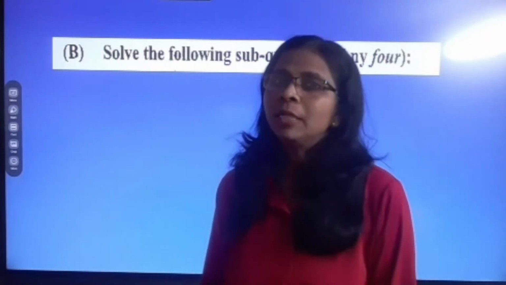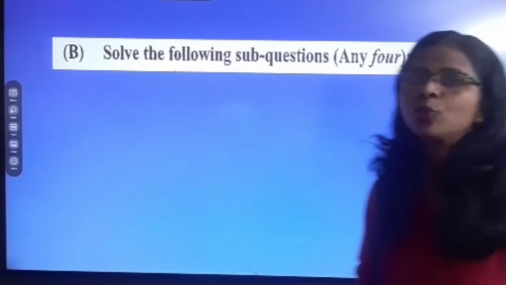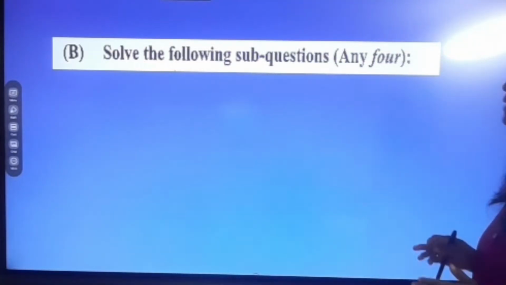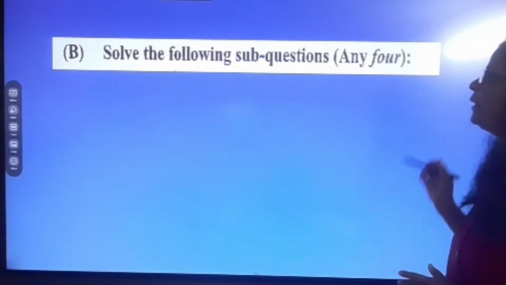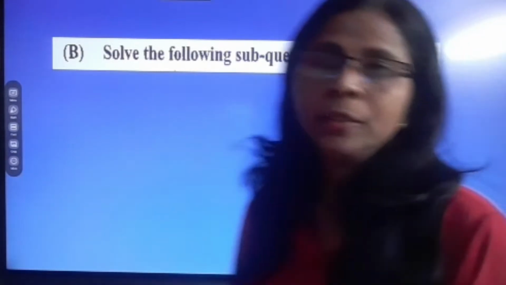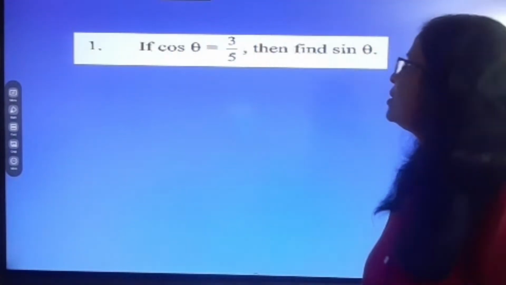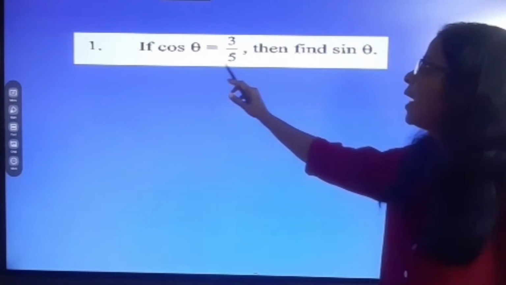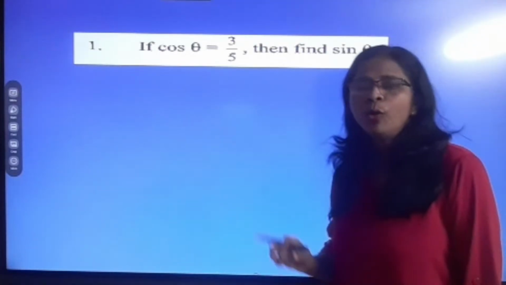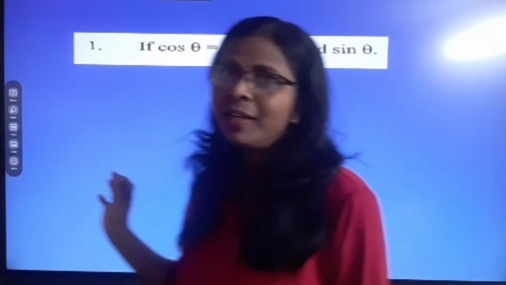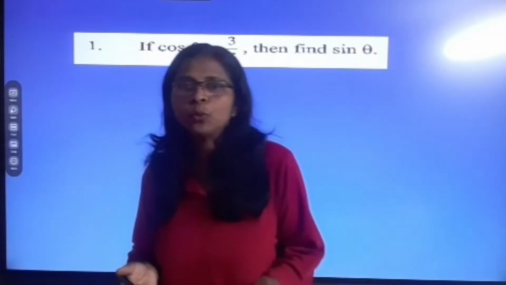Now here the second question, the sub question B: solve the following questions. There are 5 questions given and we have to solve any 4. So let us see the question. First, students, the question is: if cos theta is equal to 3 upon 5, then find sin theta. Very easy students, from the last given example you get the clue.